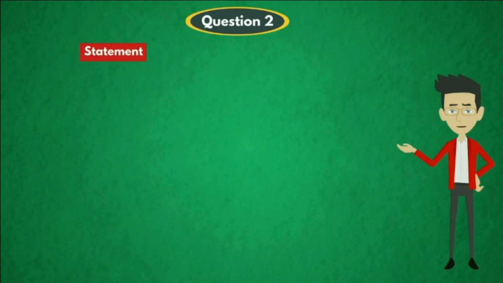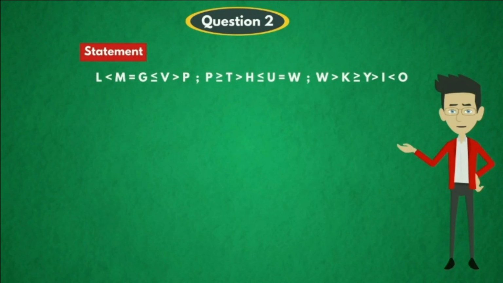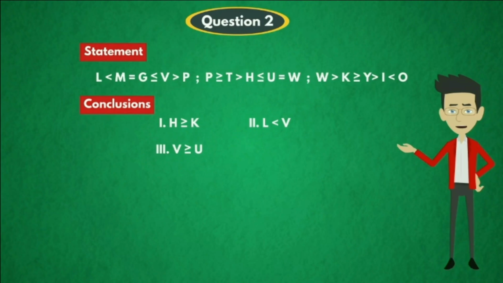Question number 2. Statement: L less than M equal to G less than or equal to V greater than P. P greater than or equal to T greater than H less than or equal to U equal to W. W greater than K greater than or equal to Y greater than I less than O. Conclusions. Conclusion 1. H greater than or equal to K. Conclusion 2. L less than V. Conclusion 3. V greater than or equal to U. Conclusion 4. V less than U.